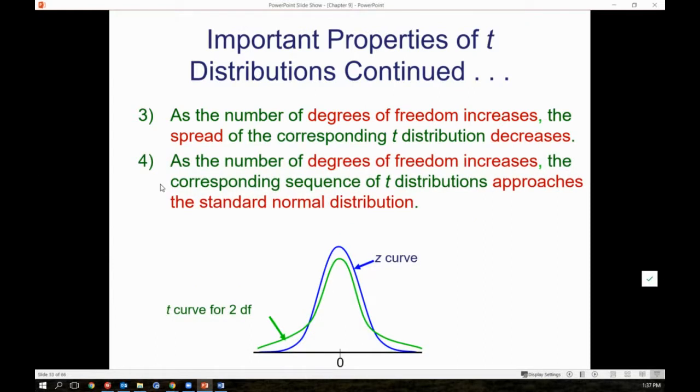Which leads into property 4. As the number of degrees of freedom increases, the corresponding sequence of t distributions approaches the standard normal.